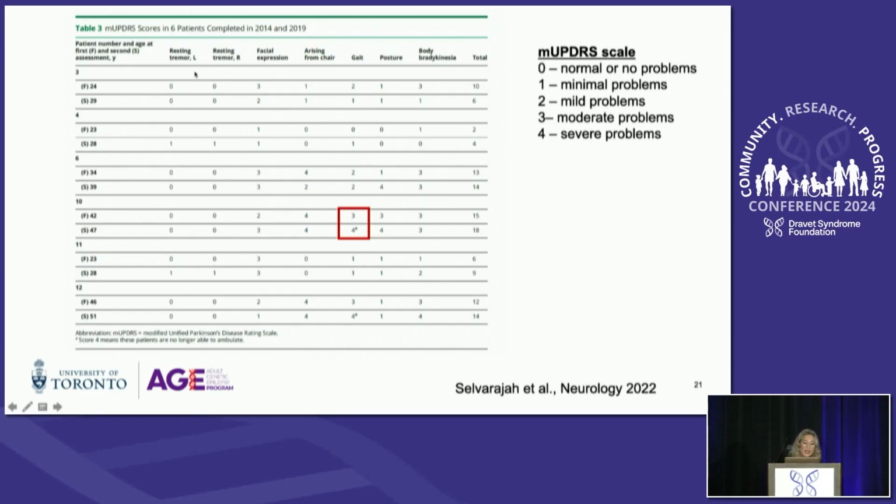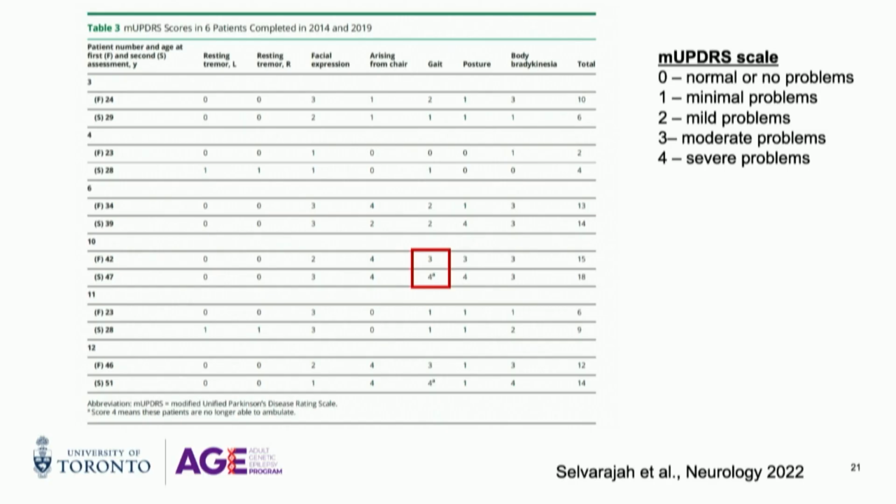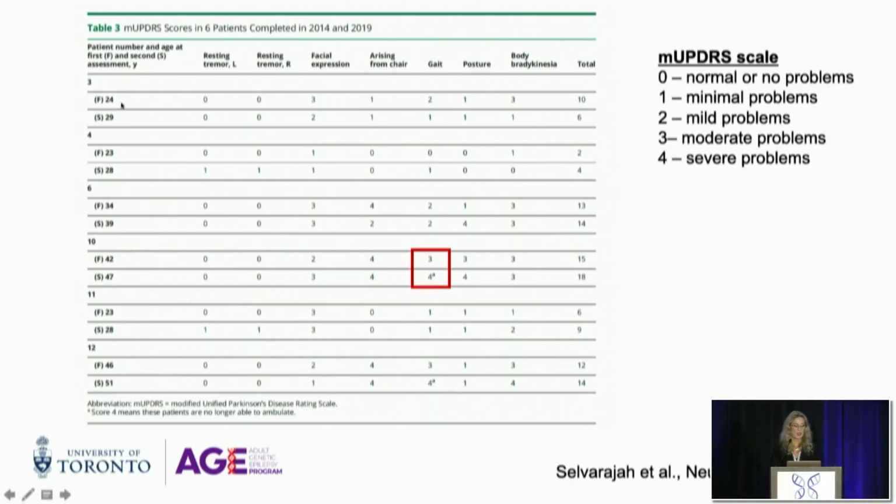We looked at the resting tremor, the facial expression, the ability to get off a chair, stand up from a chair, and their walk. So what we saw, and here's the patient number, and their age in 2014, their age in 2019. And then the second patient, their age, and their age. And here's the total score. The higher the number, the worse the movement abnormality. And what we saw is that 4 out of the 5 patients we followed got worse with time.